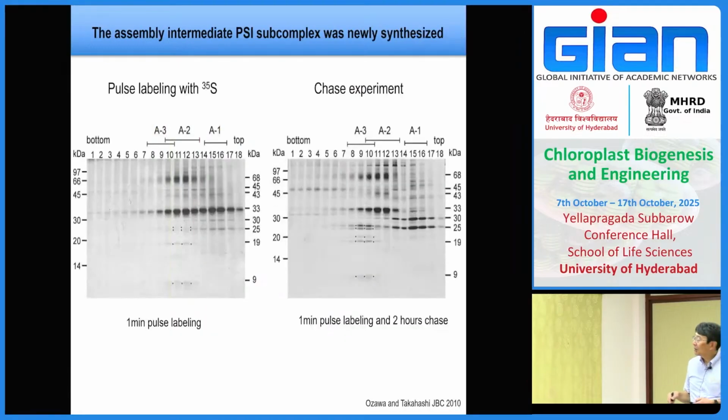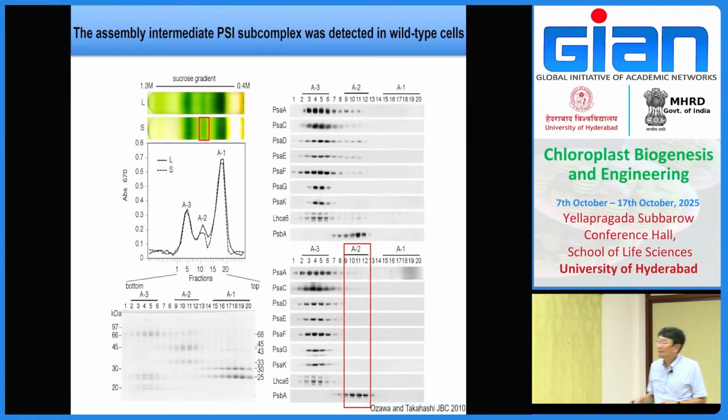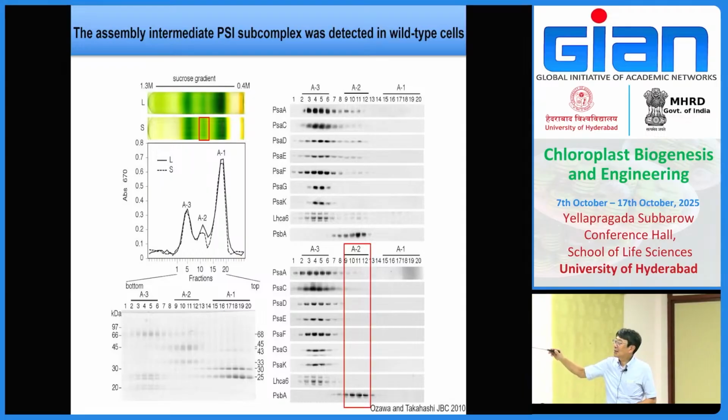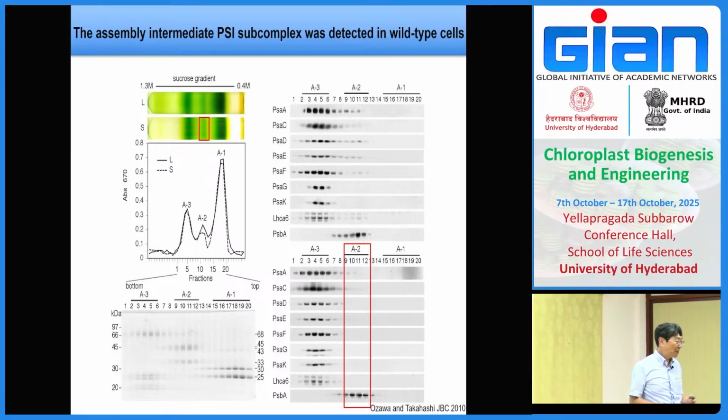So I showed before the pulse labeling, and I didn't explain in detail. So if this is not an artifact, this is a newly synthesized subcomplex, an intermediate subcomplex. After pulse labeling, the PS1 protein here may not be labeled, but here it's labeled more strongly than others. That was the hypothesis before we started the experiment.